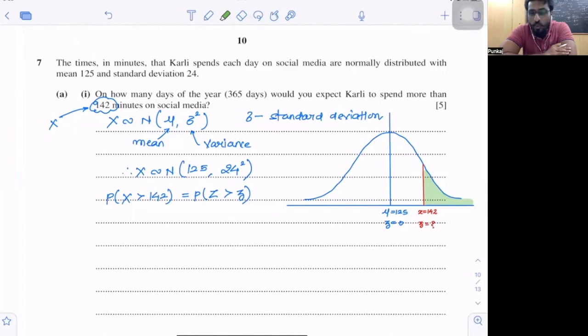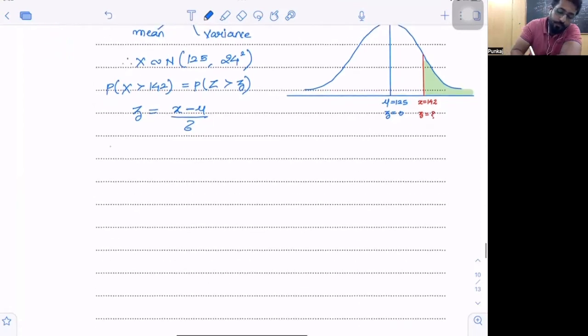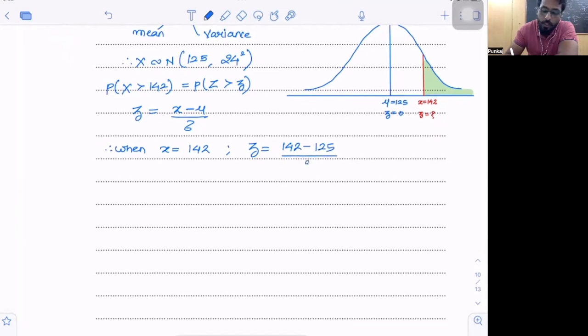So the first thing that you need to do is to get the value of z. You should be aware that z is given by the formula x minus mu divided by sigma, right? So when x is 142, z is going to be 142 minus the mu value, which was 125, divided by the value of sigma. It was 24.